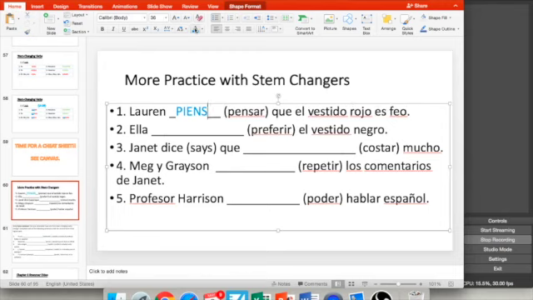I need to chop off my AR to conjugate. And in this case, I'm talking about Lauren, or she. So I'm going to use my bottom left box, the ella form, and add an A.